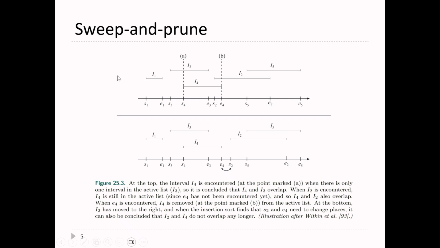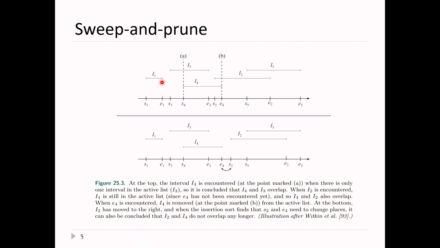So we start over here and we encounter interval I1 first. So we encounter S1 belonging to I1, and I1 goes into the active list. We just put I1 in the active list, and you keep on sweeping the list.